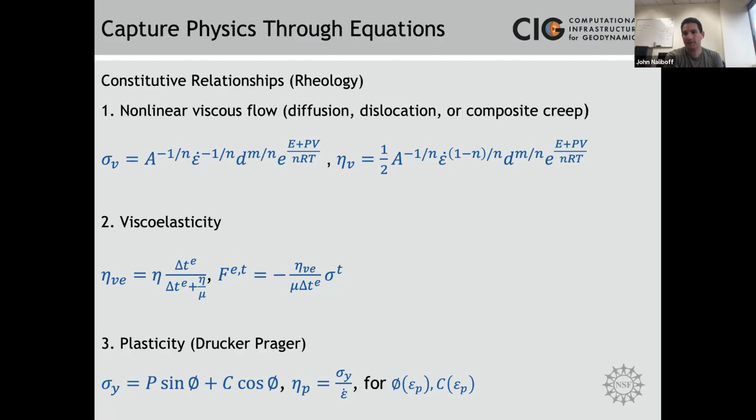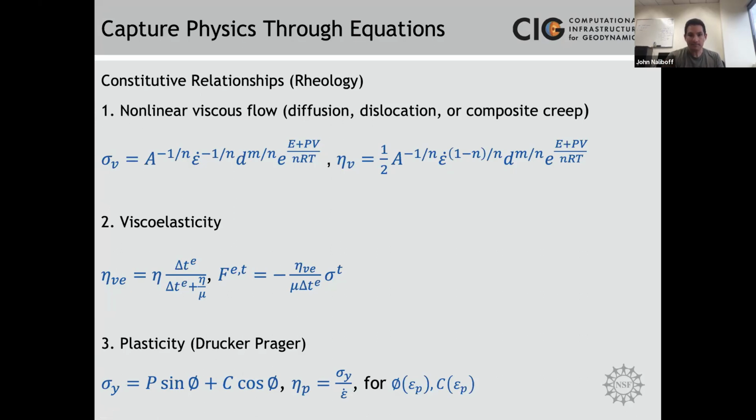Effectively, plasticity is our approximation for brittle failure. We might use something like a Drucker-Prager rheology criterion. So we say the stress limit associated with brittle failure is equal to the pressure times the sine of the friction angle plus the cohesion times the cosine of the friction angle. Then the procedure is to ask: are the stresses associated with nonlinear viscous flow, and potentially viscoelasticity if you included it, greater than this value? If they are greater, then we calculate a new, plastic viscosity, which lies directly on that yield plane.